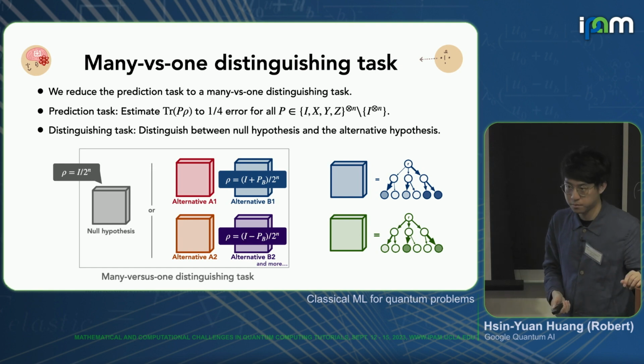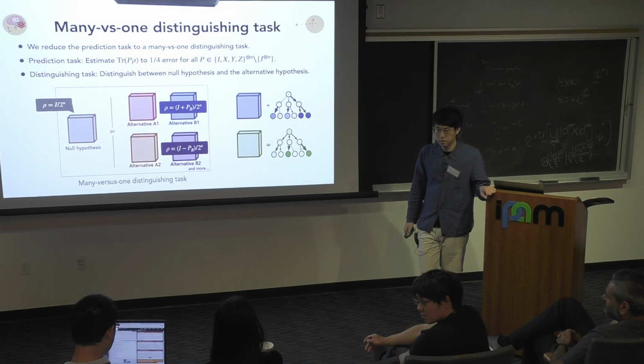Sorry, I just got confused. Do you mean that this can just predict that it's either null or not null, or can it distinguish which one of the alternatives it is?